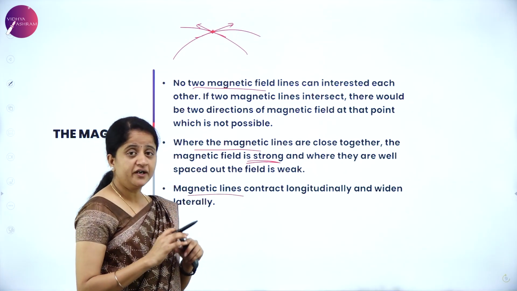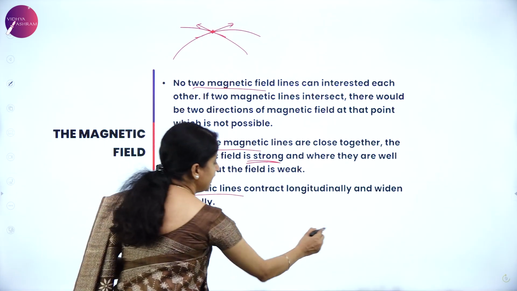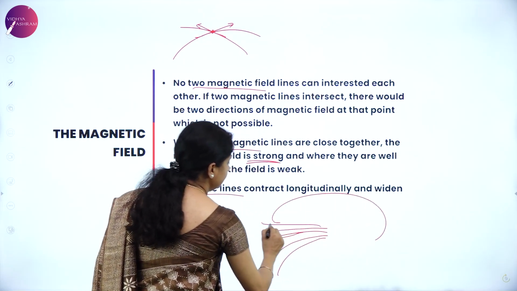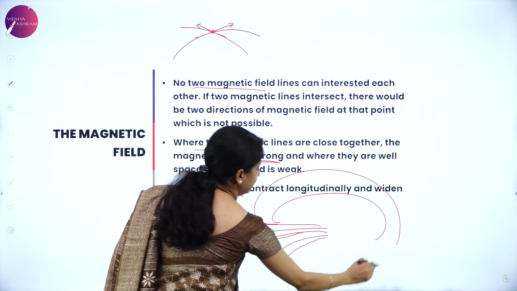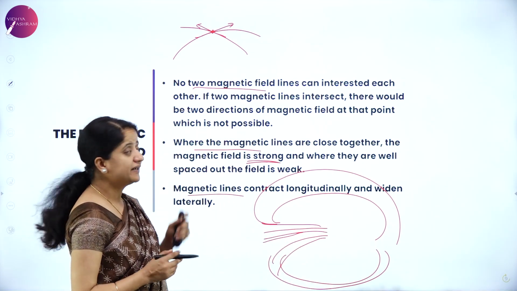Magnetic lines contract longitudinally and widen laterally. They contract longitudinally like this. They get widened when they separate laterally. These are the basic properties of magnetic field lines.